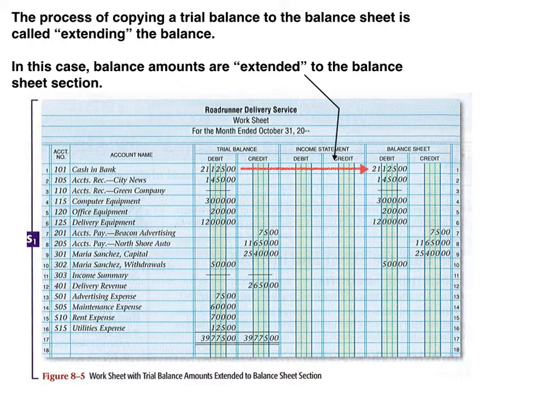So we are going to extend the balances of all the assets, liabilities, and owner's equity accounts to the balance sheet. In this case, the balance amounts are extended to the balance sheet section. So we're going to take the debit balance for cash in bank, and we will extend it to the debit column for the balance sheet. And we'll do the same for accounts receivable, for City News, and for the Green Company. We'll do the same for computer equipment, the rest of the assets, liabilities, and owner's equity accounts.